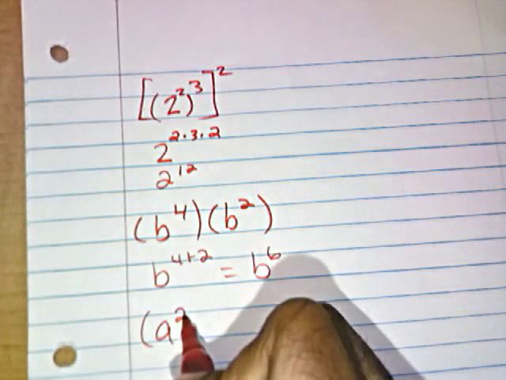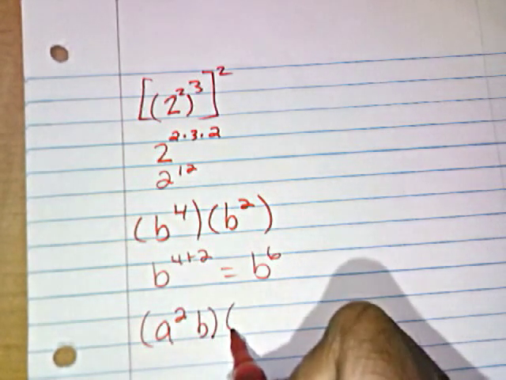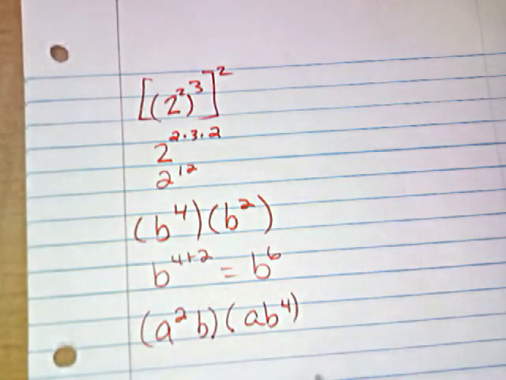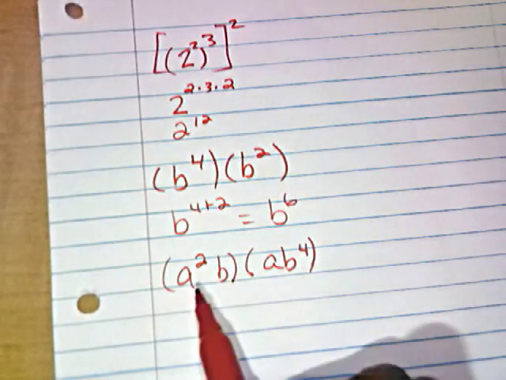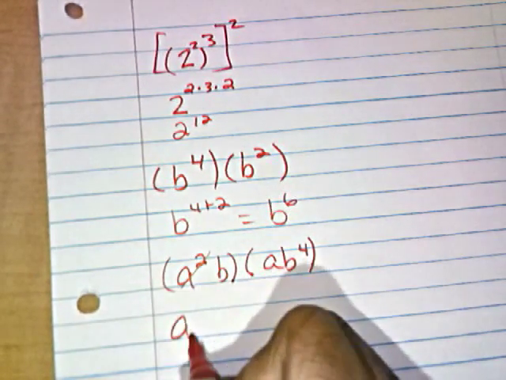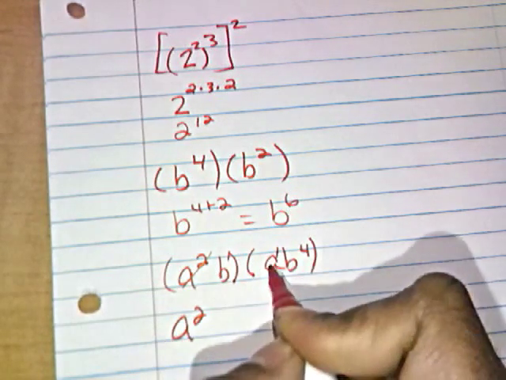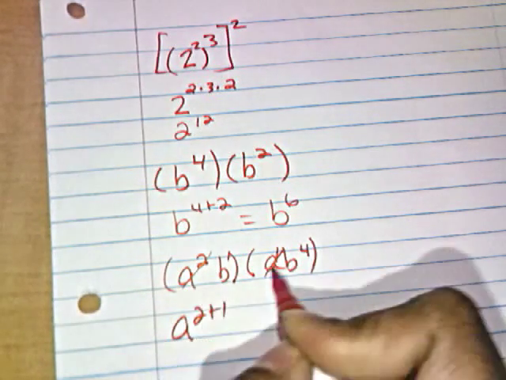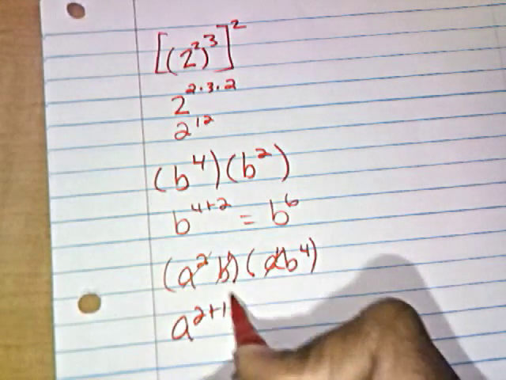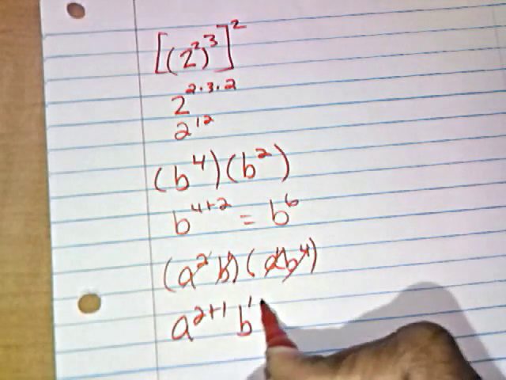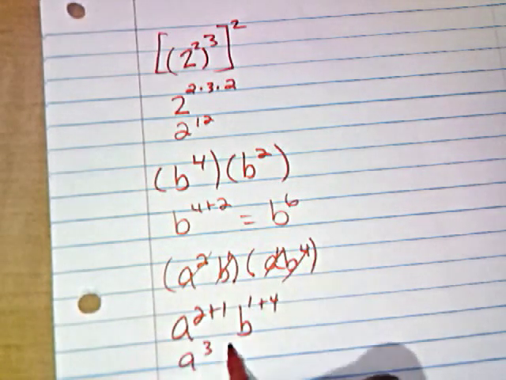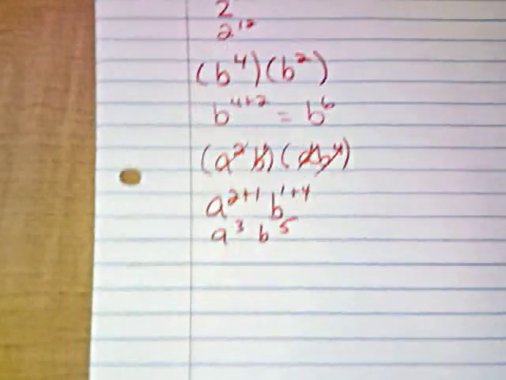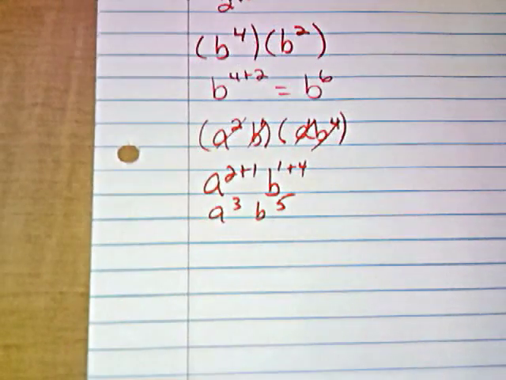a squared b times ab to the 4th. Okay? Get my a's together. There's an a squared. There's an a to the 1. Here's a b to the 1. And a b to the 4. That means a to the 3rd, b to the 5th. Remember, once I write down the questions, you can pause them. How about this one?